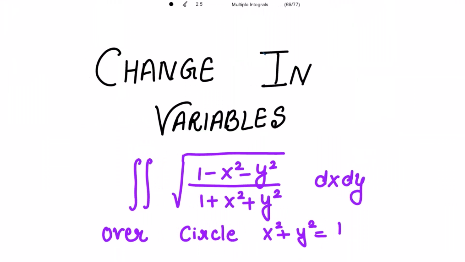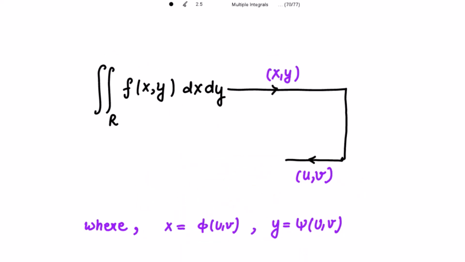Change in variables. Quite often, the evaluation of a double or triple integral is greatly simplified by a suitable change of variables. So, suppose this is your double integral over R of f of x, y dx dy. Now I need to change these variables.